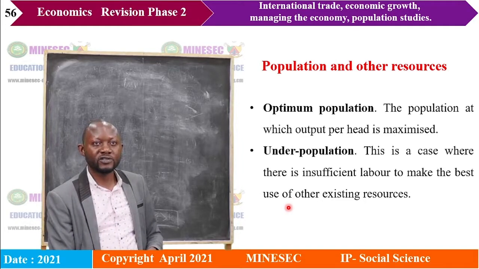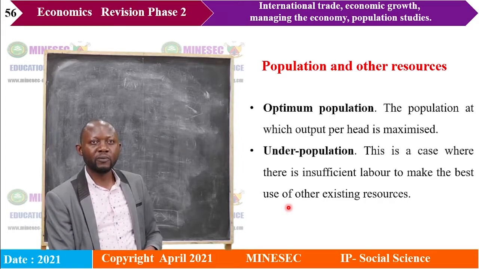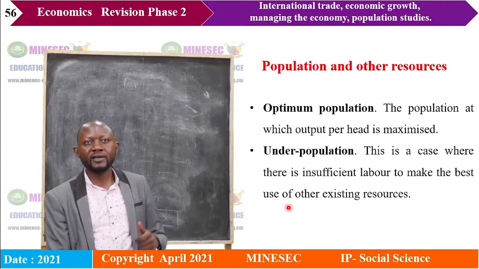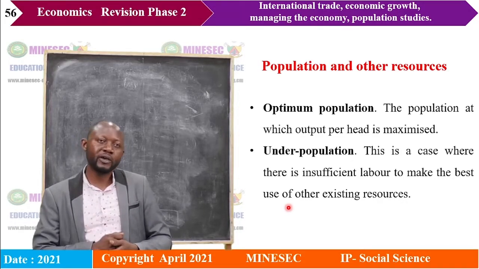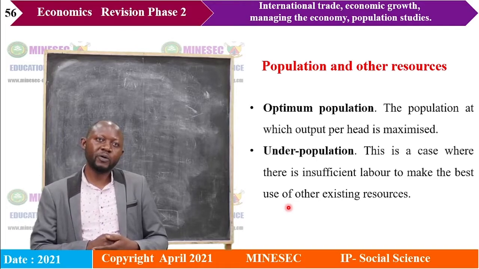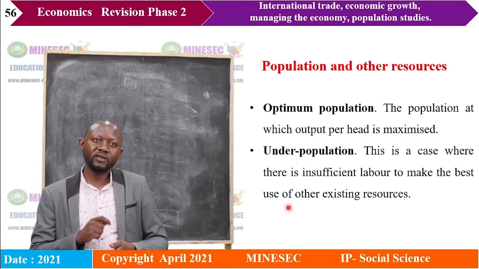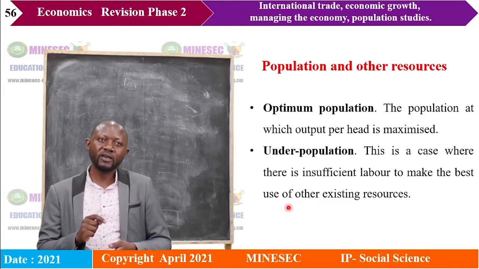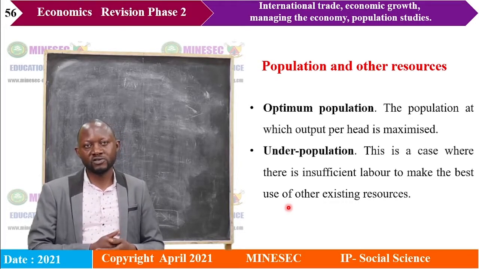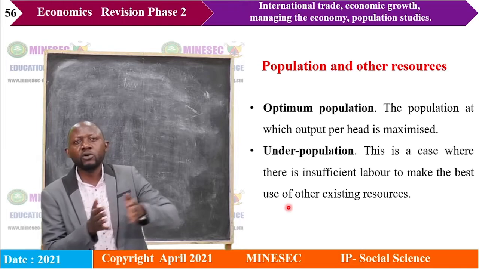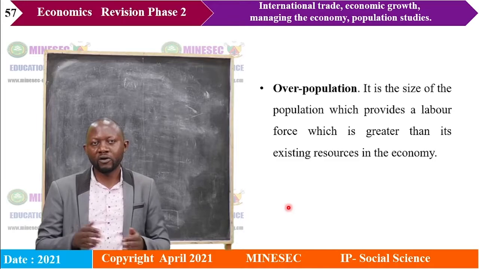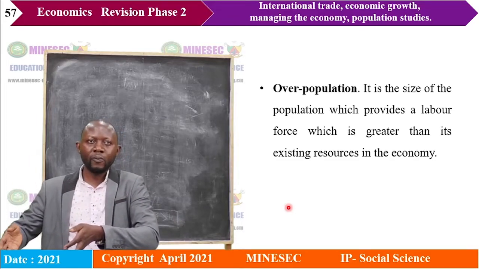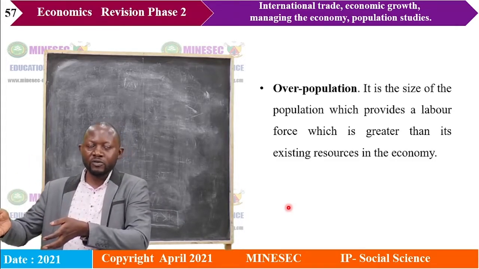Optimum population is a population where output per head is maximized, a population with a high output per head. Meanwhile, underpopulation is a case where there is insufficient labor to make the best use of other existing resources. So underpopulation occurs below the optimum population. Then we have overpopulation that occurs after the optimum.